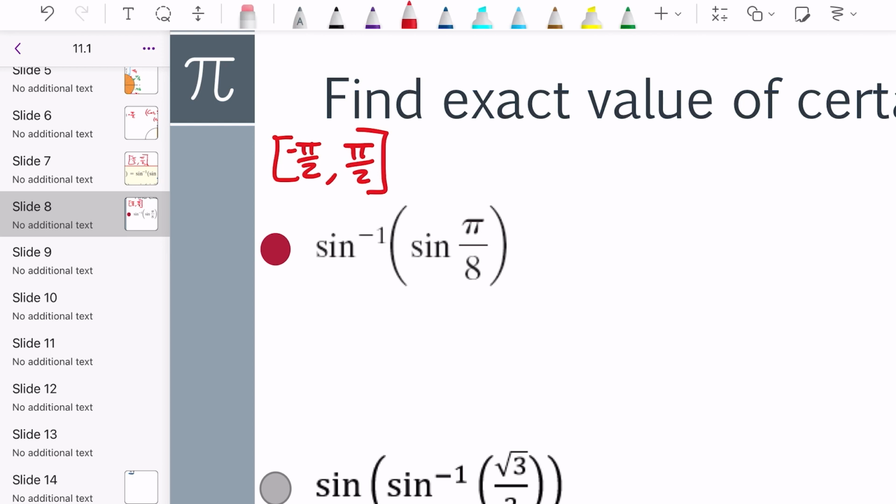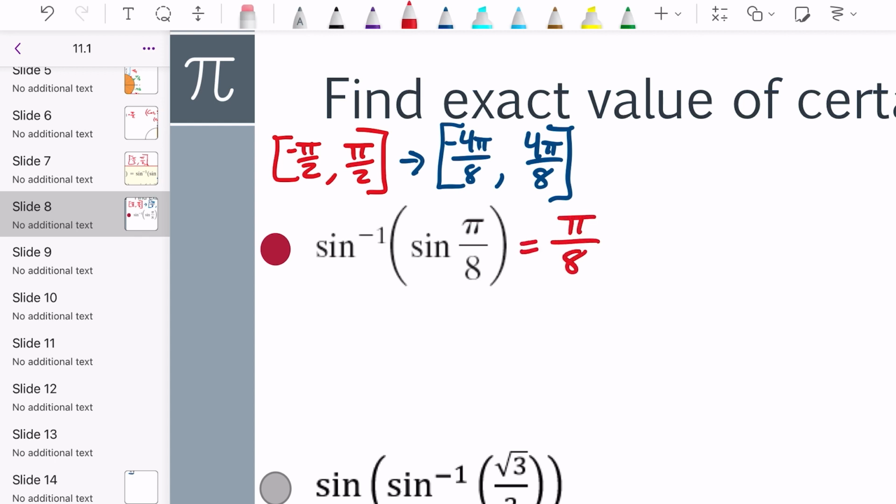Now, once we go ahead and take a look at our range, we have to figure out, does our x value, the pi over 8, fall within the range? If you're not 100% sure, you find the equivalence of that with the same denominator, which in this case would be a negative 4 pi over 8 and positive 4 pi over 8. In this case, the problem itself, the x, pi over 8, does fall within the max and min of that range, which means our final answer will be the x itself of pi over 8.